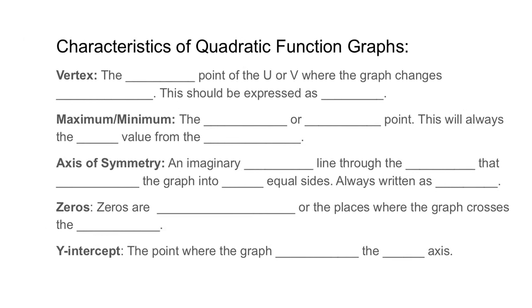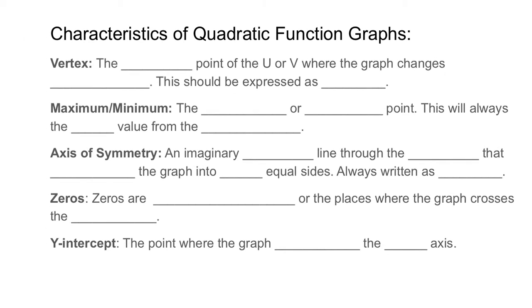All right, so here are the characteristics of quadratic function graphs that you need to be able to recognize. The first one is the vertex, and that is either the lowest or the highest sometimes, but it's the turning point of the U or the V where the graph changes direction. So it's expressed as an ordered pair. They call it H comma K, but it's an ordered pair that is that point.